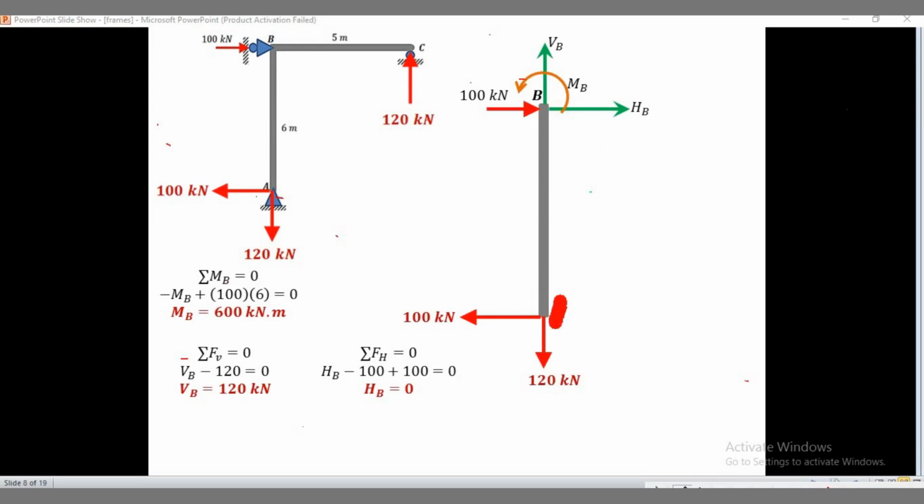Kay AB, this is A. Kay B, since this is a pin connected, meron tayo ditong moment ni B, HB, tsaka VB. If I take summation of moments at B, the moment at B is equal to 600, VB is equal to 120, HB is equal to 0. Okay? Kindly double check these values. Tama ba yung mga pinaglalagay kong values dito?